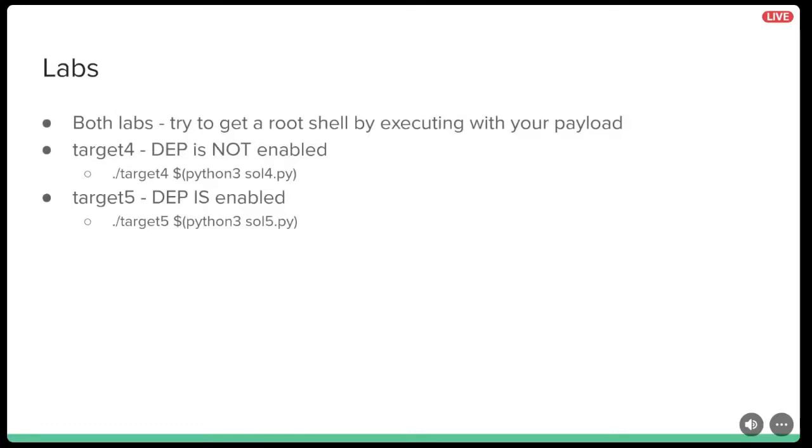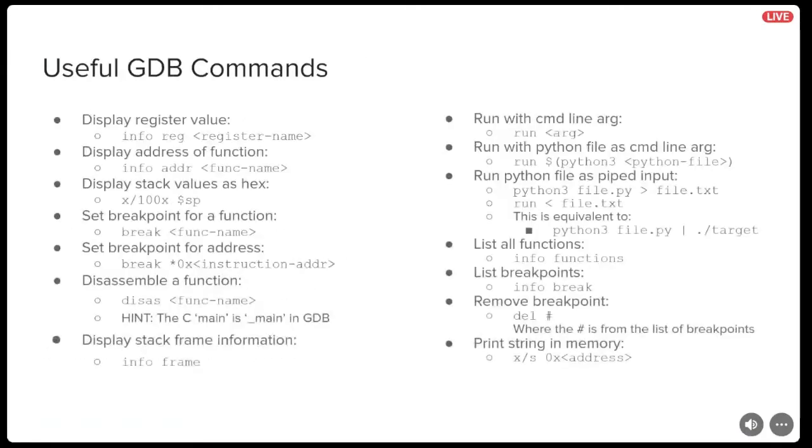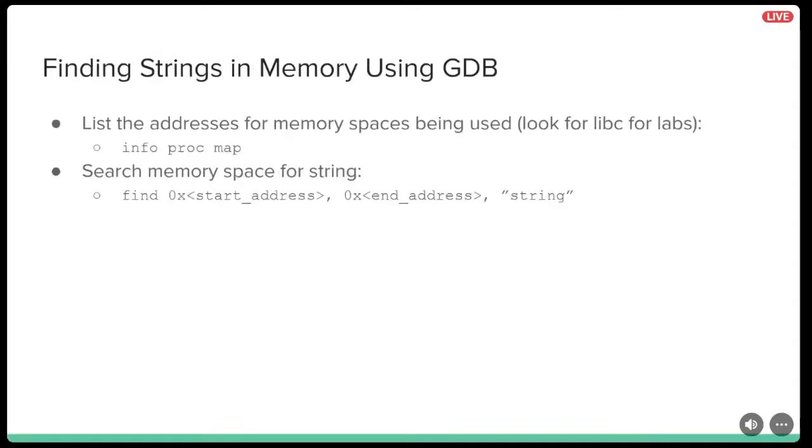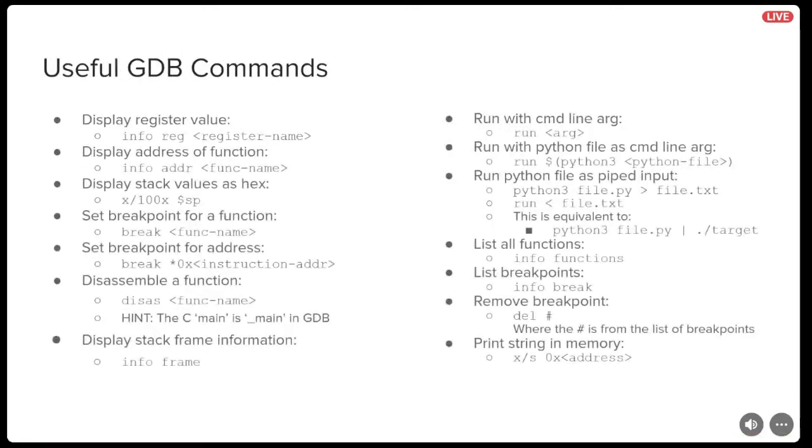Target 4 is a return to shellcode. DEP is not enabled, so you can just put shellcode in the buffer or wherever you want in memory and point to it. Go. And on target 5, DEP is enabled, so you'll want to do a return-to-libc attack. I guess we'll just give you some lab time to ask questions as we go. These slides should be available, and I'll add a couple more GDB commands and how to find the strings.